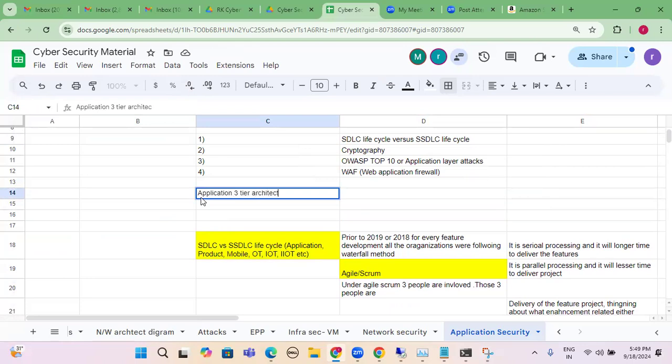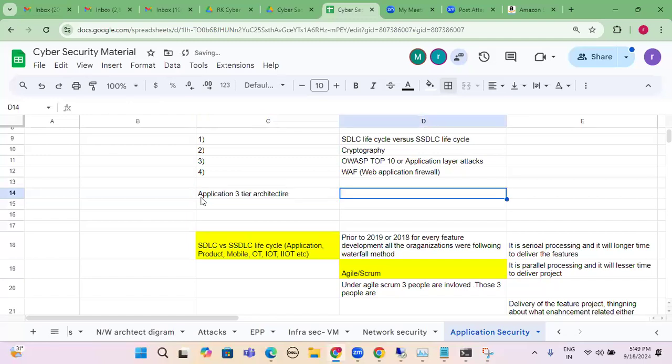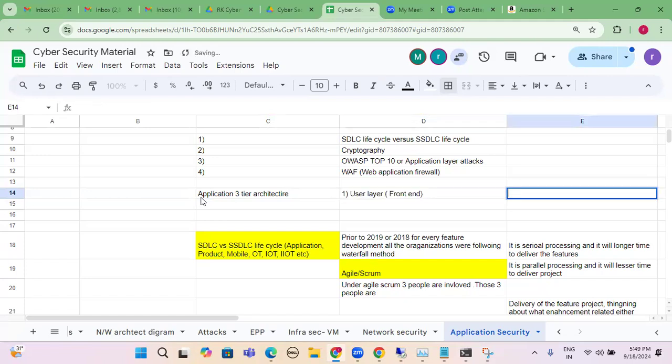If the application development team goes for any interview, they will ask this question also: what is application three-tier architecture, for all the developers and programmers? So the first layer is the user layer. It's the front end, wherever input is provided by the end user. Okay, so that is the user layer.